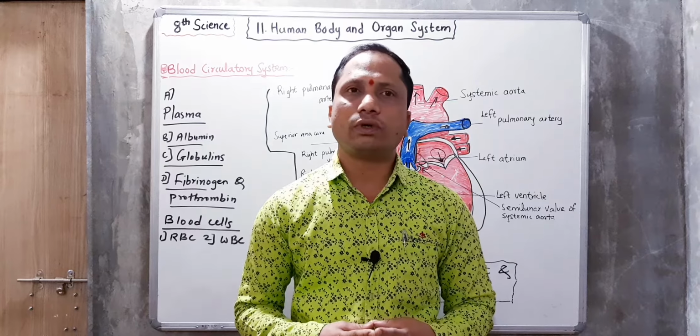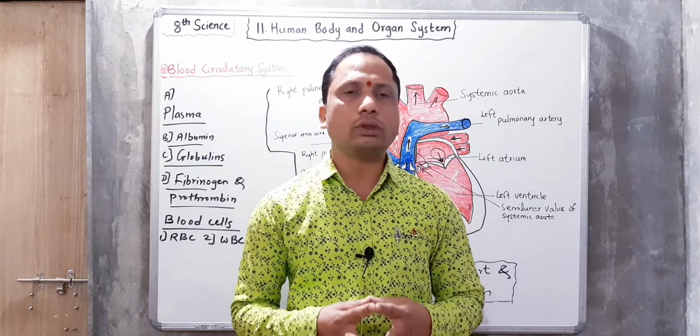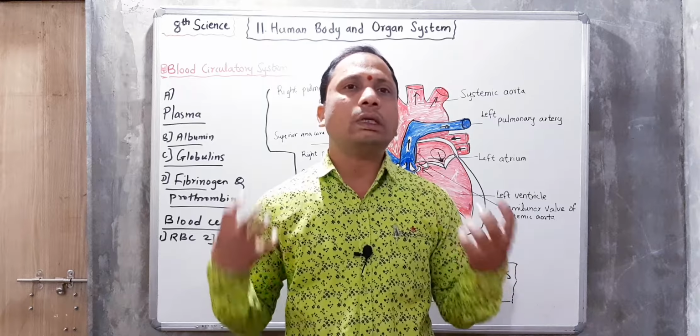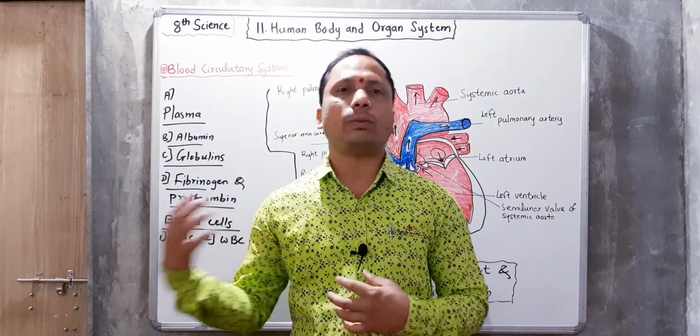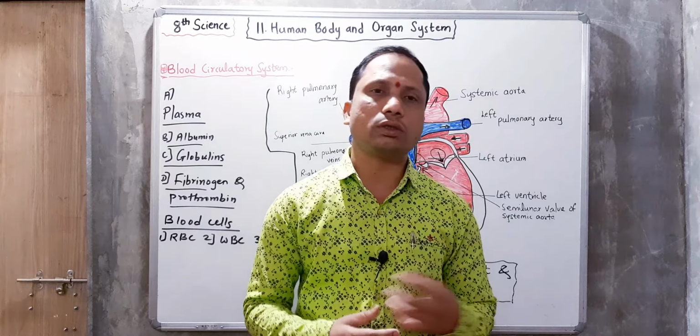And what are the functions of blood circulation? Okay, what is blood circulation? It is the supply of blood to all parts of the body and the recollection of deoxygenated blood from all parts of the body to the heart. This is the process.